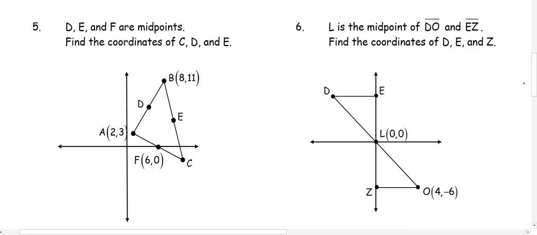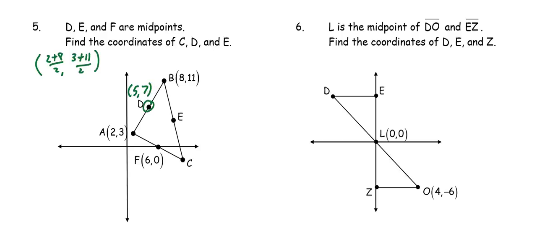5. D, E, and F are midpoints. Find the coordinates of C, D, and E. So if I know the midpoint is D for that first side of AB, I can just do 2 plus 8 over 2, 3 plus 11 over 2, and that gets us the coordinates 5, 7. Then when I look at F, that's going to help me get C.